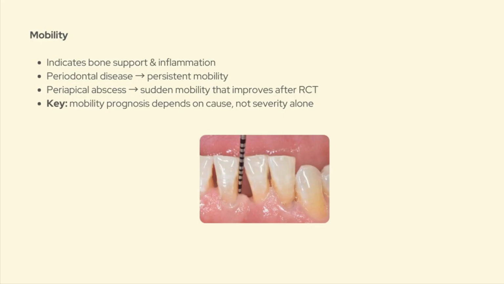It won't. Now, let's talk about mobility, because this is one of the most underused diagnostic tools we have. Mobility tells you about bone support and inflammation, and it gives you important clues about prognosis. Teeth with periodontal disease may be extremely mobile because they've lost support, and that mobility doesn't resolve. But if a periapical abscess causes sudden mobility, that mobility usually decreases dramatically after root canal treatment. So the mishap here is assuming all mobile teeth have hopeless prognosis, when really the cause determines the outcome.